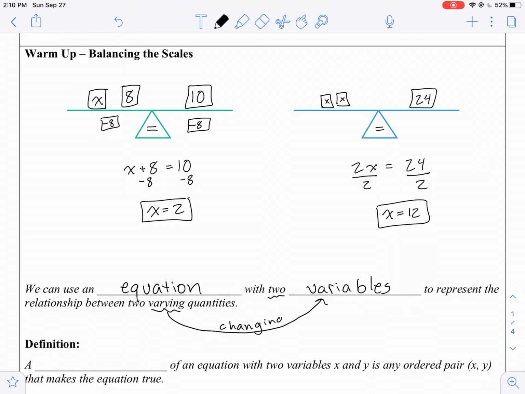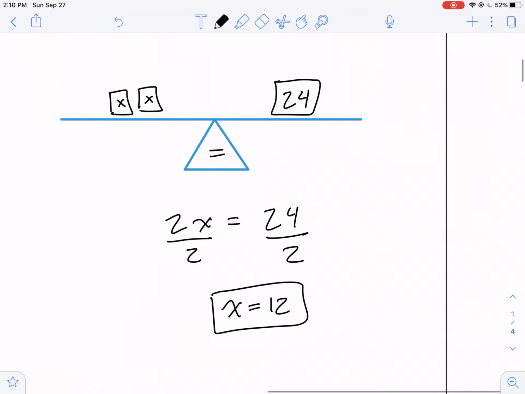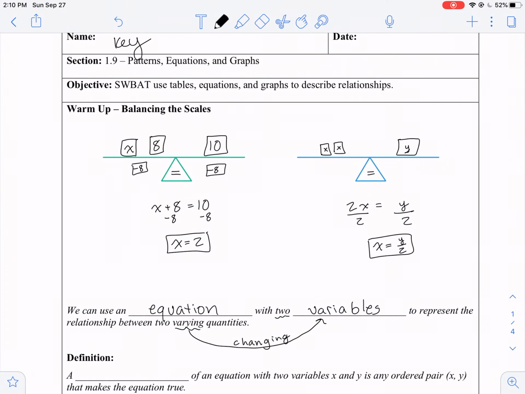So changing variables. For example, let's go revisit this guy. Let's say that we don't know that this is 24, but we know that it's y. We don't know how much that's worth. We can replace this with y, and we know that x is equal to y over 2. So we can use an equation to write a relationship between 2 different variables.